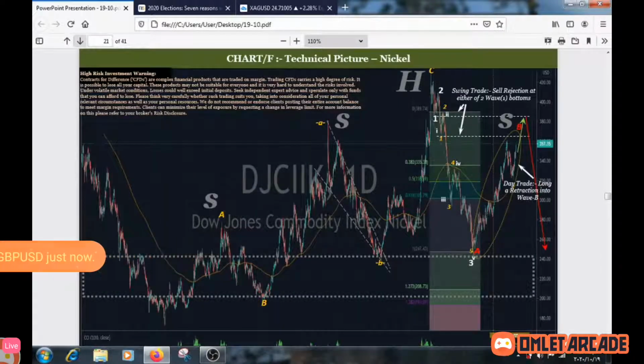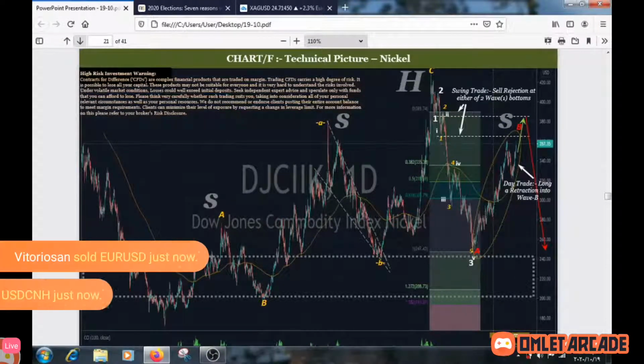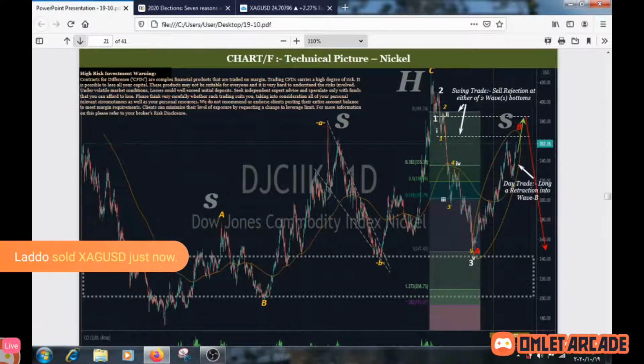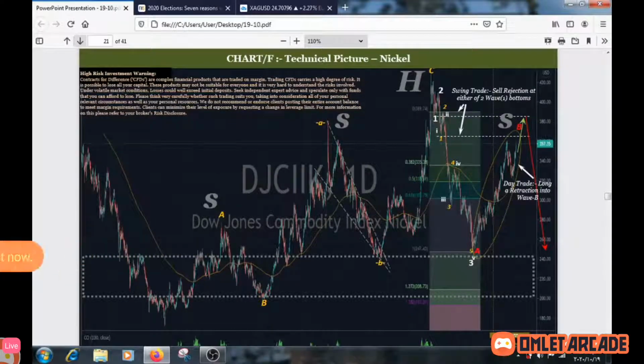Our next issue is nickel. We will do that right after nickel. I believe that's the next in line. There's still the same question regarding the United States dollar against the Canadian dollar. And I believe I've already covered both.